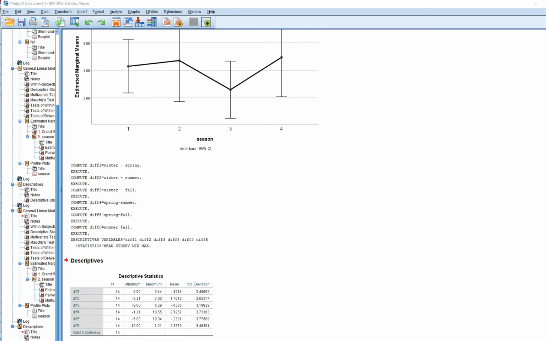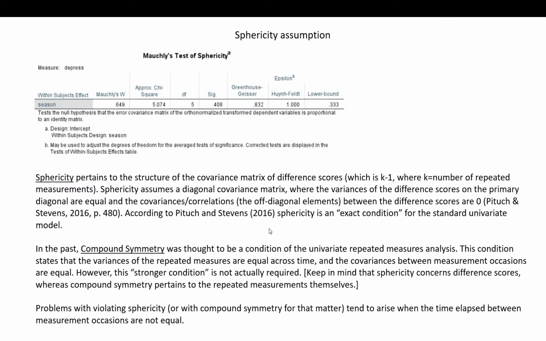So just keep in mind that the equality of variances of those different scores is a primary component of the sphericity assumption. But again, a little bit more formally speaking, it's actually assuming a diagonal covariance matrix with equal variances and then 0 as covariances on the off-diagonal elements.